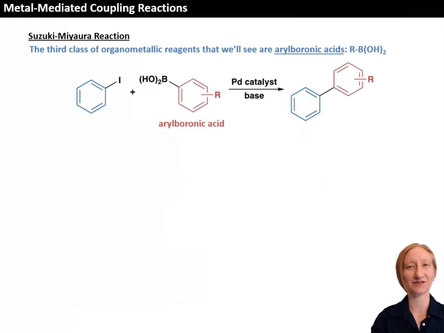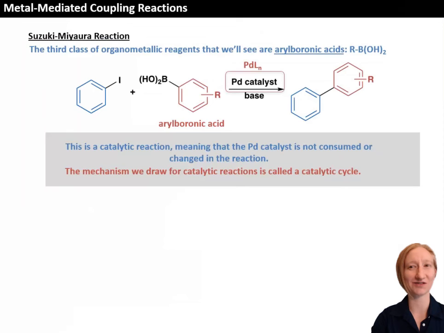Finally, the last class of organometallic coupling reaction that we'll see are Suzuki reactions. And these are palladium catalyzed reactions. These reactions couple an aryl halide with an aryl boronic acid. This is a catalytic reaction, meaning that the palladium catalyst is not consumed or changed during the course of the reaction. And when we draw a mechanism for a catalytic reaction, what we draw is a circle, a catalytic cycle.